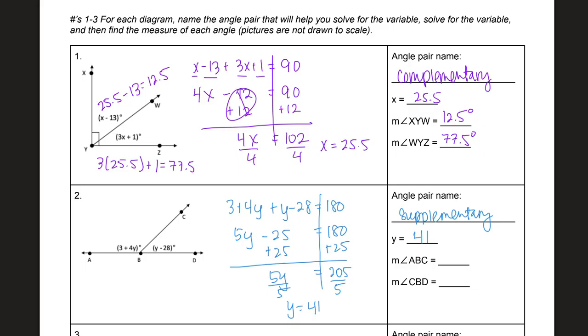So ABC is this obtuse angle. So 3 plus 4 times 41. You get 167. So angle ABC is 167 degrees. And then we can plug it in for y to find the acute angle. So that's going to be 41 minus 28, which is 13. So CBD is 13 degrees.